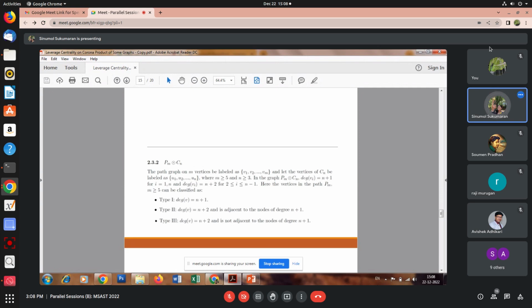In the graph Pm composition Cn, the degree of vi equals n plus 1 for i equal to 1, m, and the degree of vi equals n plus 2 for i varies from 2 to m minus 1. Here the vertices in the path Pm, m greater than or equal to 5, can be classified as type 1, that is degree equal to n plus 1, type 2, degree equal to n plus 2 and adjacent to the nodes of degree n plus 1, and type 3, degree equal to n plus 2 and not adjacent to the nodes of degree n plus 1.